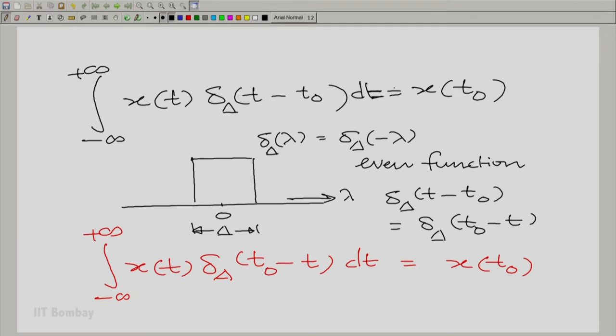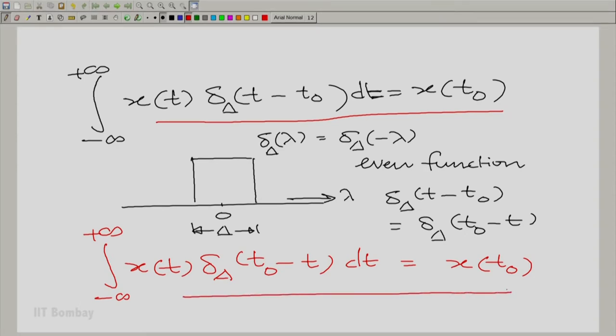But now you see there is something important that we should note here. The meaning of this equation and this equation have a totally different meaning. The first equation says that when I multiply x(t) with delta_Δ(t minus t0), so when I multiply a continuous function with a narrow pulse and integrate it, keeping that pulse of unit area, I essentially pick up or sift the value of the function x(t) at the point at which the pulse is located.